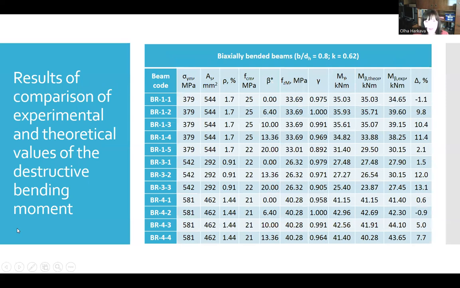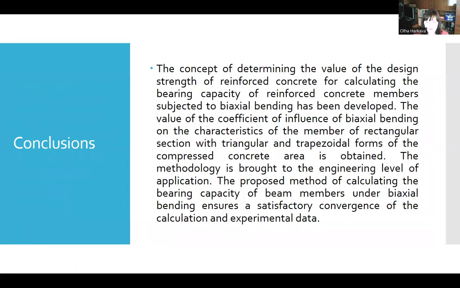Using the developed method, the bearing capacity of biaxially bended beams was determined. The calculation results and experimental data are shown on the next slide. Their comparison evidences that the proposed method ensures a satisfactory convergence of theoretical and experimental data. From the conducted research, it is concluded that the bearing capacity of biaxially bended beams may be simply determined based on the design strength of reinforced concrete.